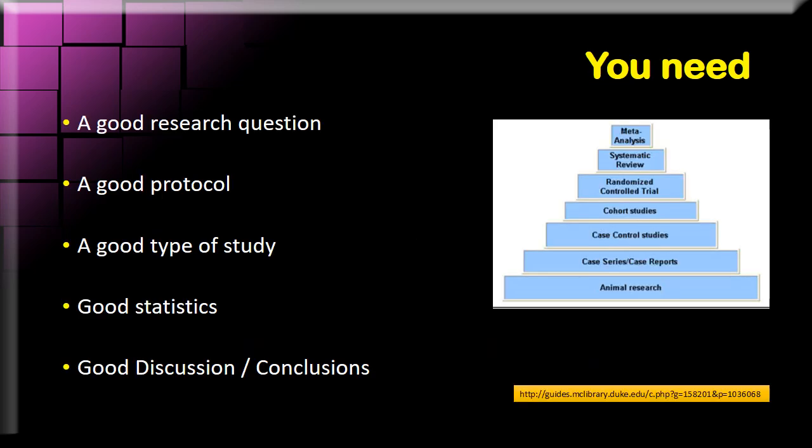For you to get your article accepted, you will have to have a good research question, good protocol, a good type of study. A randomized control trial is always looked at in a better light than case reports or retrospective studies. It must have good statistics and good discussion with conclusions which are supported by the data in the results section.